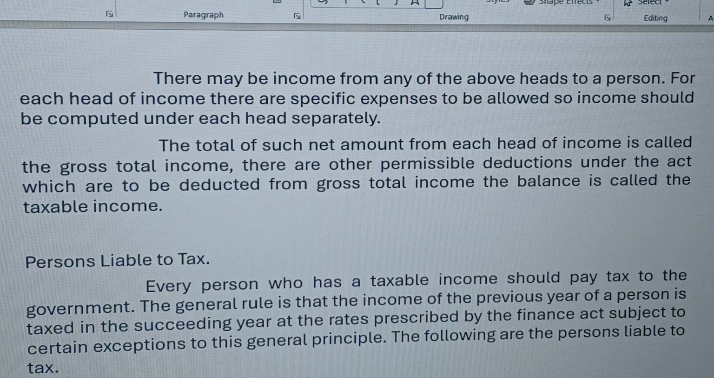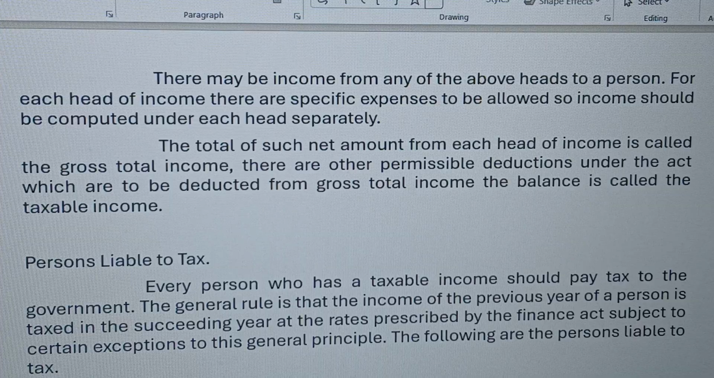Income from salary is computed separately, income from house property is computed separately, income from business or profession is computed separately, income from capital gains is computed separately, and income from other sources is also computed separately. Then the total of the net amount from each head of income is called the gross total income. Then there are some other permissible deductions under the Act which are to be deducted from the gross total income. Then the balance is called the taxable income.